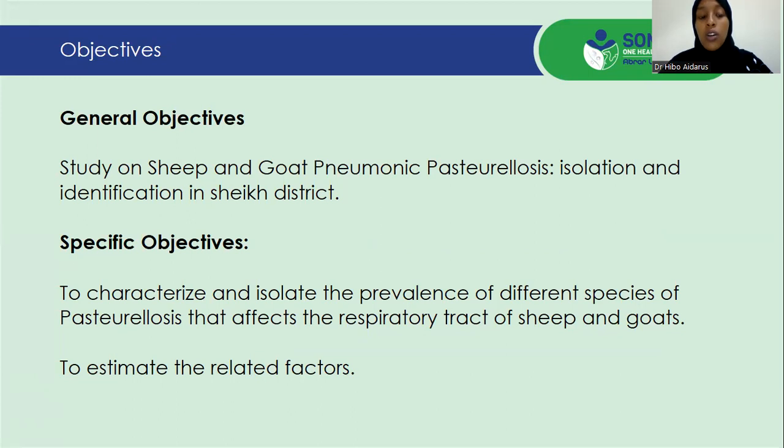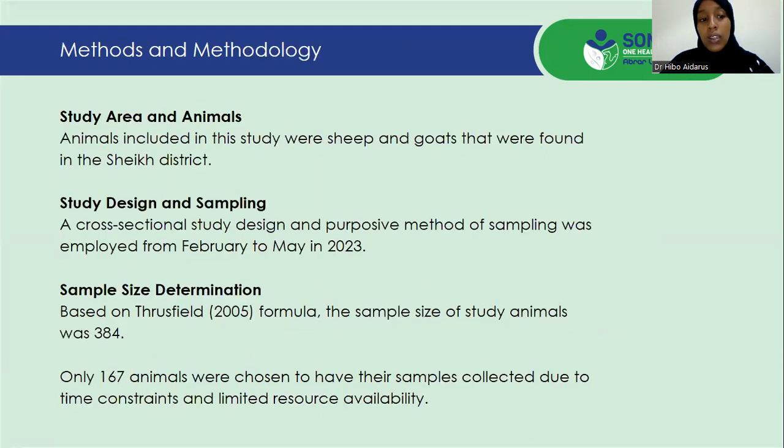Objectives of this study: the general objective was to study sheep and goat pneumonic Pasteurellosis, isolation and identification in Sheikh district. The specific objectives were to characterize and isolate and determine the prevalence of the different Pasteurella species that affect the respiratory tract of sheep and goats, and second, to estimate the related factors.